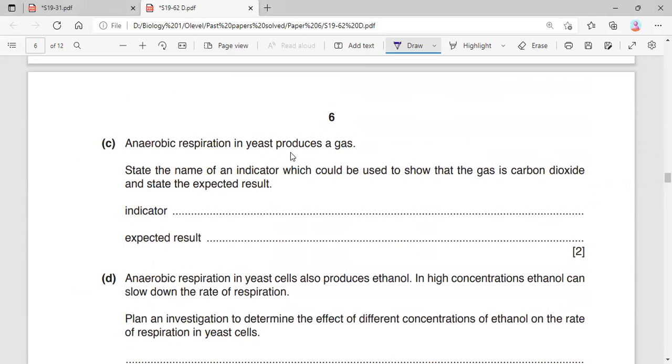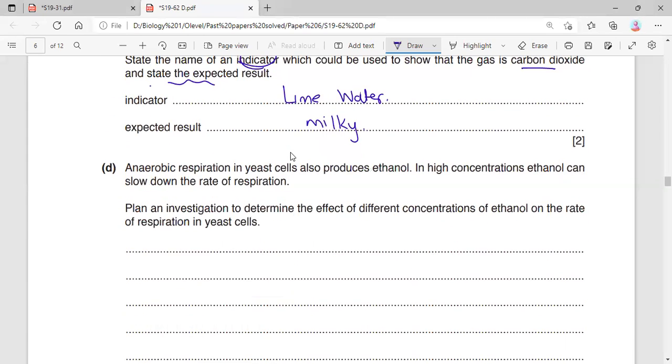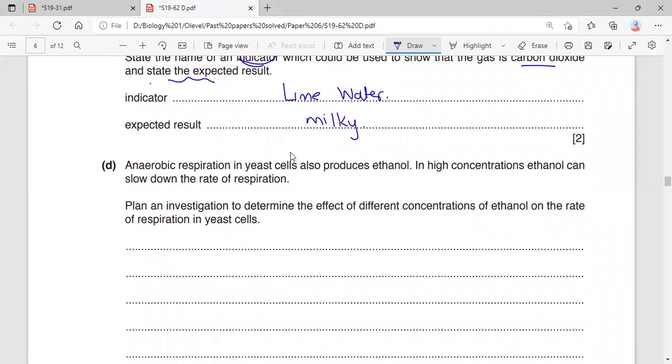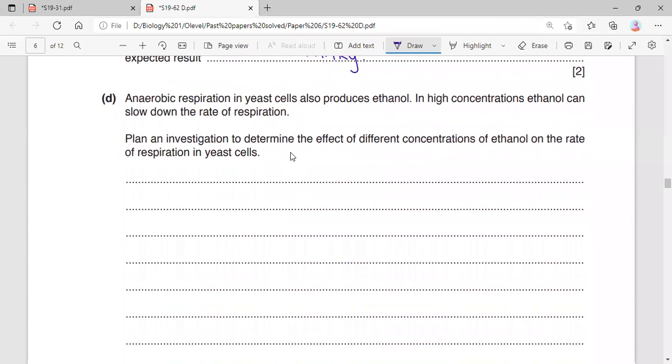Okay, anaerobic respiration in yeast produces a gas. What is the name of indicator which could be used to show that the gas is carbon dioxide? And what is the expected result? Lime water. Yes, lime water turns milky or it turns cloudy. Okay. There was also the hydrogen carbonate indicator we took before. It turns yellow with the carbon dioxide. Hydrogen carbonate is red. When the carbon dioxide passes through it, it becomes yellow.